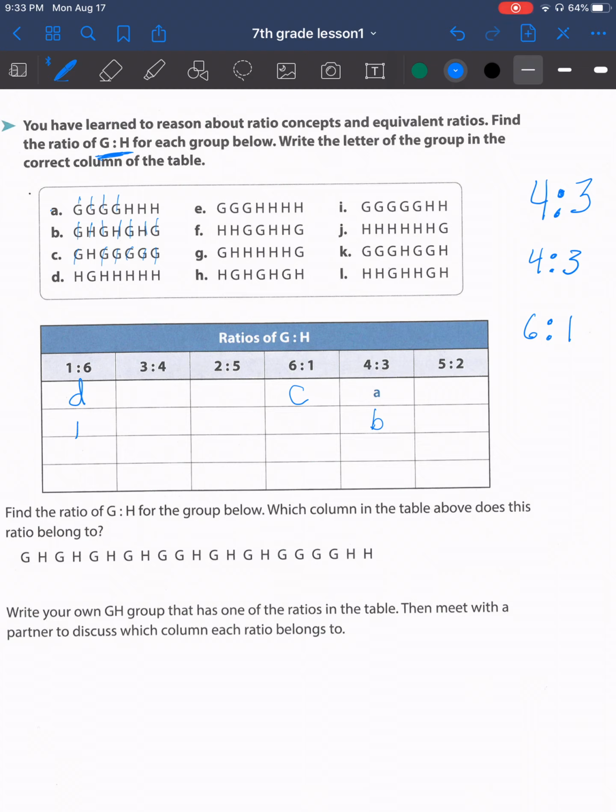So this is D, this is J, E, F, H, G, L, and I, and K. Okay, now let's look at the bottom. Find the ratio of G to H for the group below. Which column would this guy fit in on the table above? Now, I know the first thing you're thinking is, holy cow, Mrs. Ringler, there's way too many G's and H's to fit in that table. Like, there's no possible way, Mrs. Ringler, that's going to fit in there.